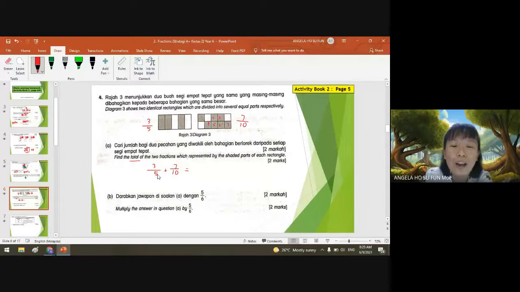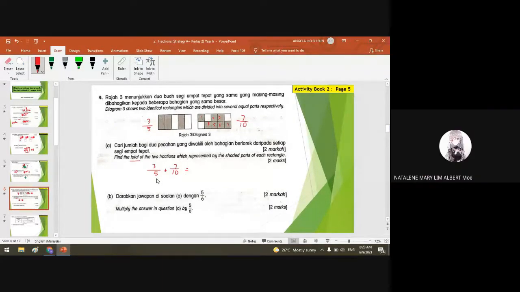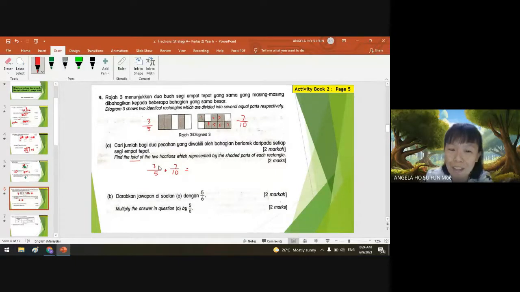How do you know? First of all, when you have it like this already, can you see this is 5, this is 10, which is not equal. So what should I do first, the first thing? First thing first, the 3 over 5, 3 times 2, then the 5 times 2. Yes, very good. Thank you, Natalie.